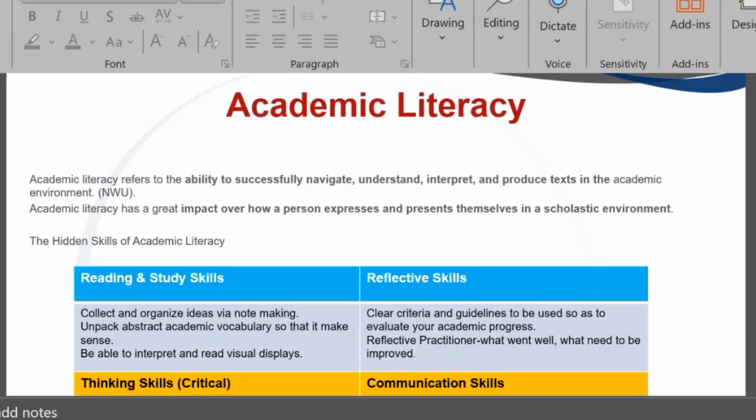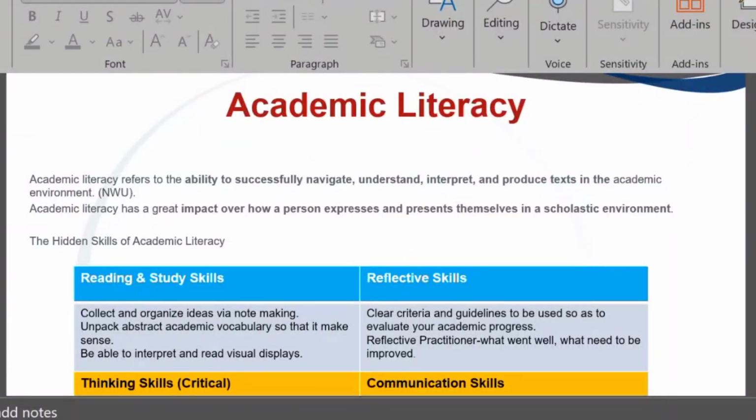But there are some aspects which are referred to as the hidden skills of academic literacy. We have a lot of skills, but some of these skills need to come up when you are faced with academic literacy. What are those skills? Reading and study skills. It's one of those skills, all right? And the other skill, which is also hidden, is called the reflective skill.